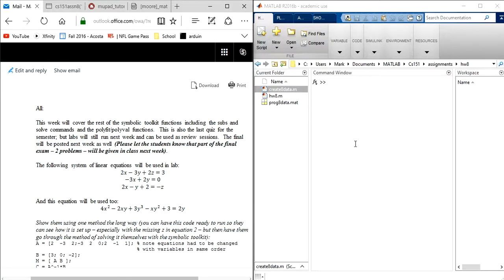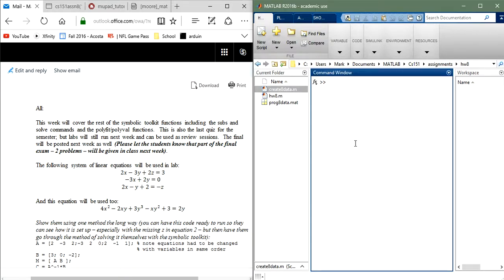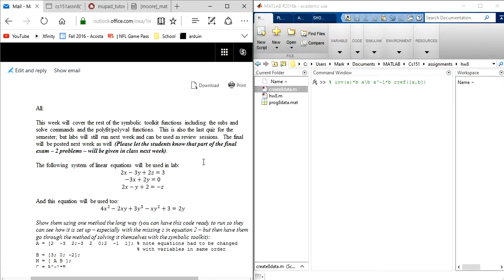I will be reviewing chapter 11. We'll be talking about the inverse of A times B, A backslash B, another way of writing A inverse times B, and RREF of matrix A comma B. And we'll be solving this system of linear equations right here.